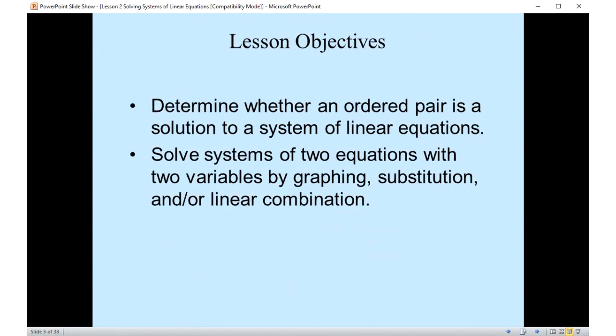Our lesson objectives for today are to determine whether an ordered pair is a solution to a system of linear equations, and also to solve systems of two equations with two variables by graphing, substitution, and/or linear combination.